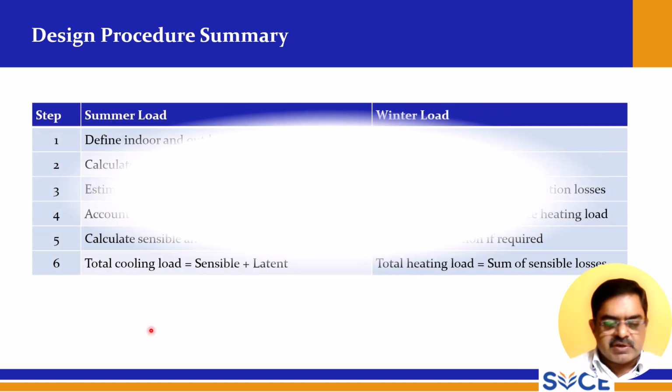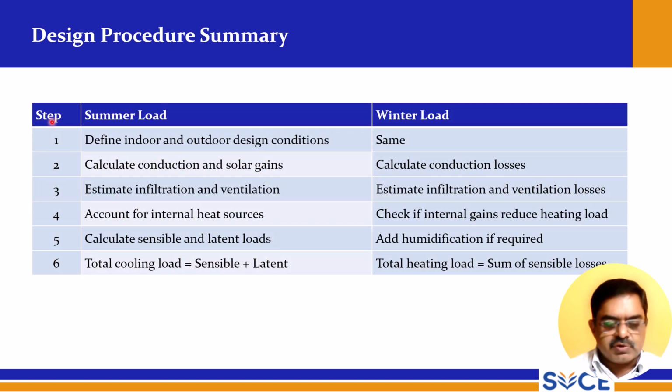So, design procedure and its summary. For summer load, first define indoor and outdoor design conditions. Winter load is also the same, then calculate conduction and solar gains. During winter, calculate conduction losses, estimate infiltration and ventilation losses, and account for internal heat sources. Internal heat sources should be considered here. Check if internal gains reduce heating load.